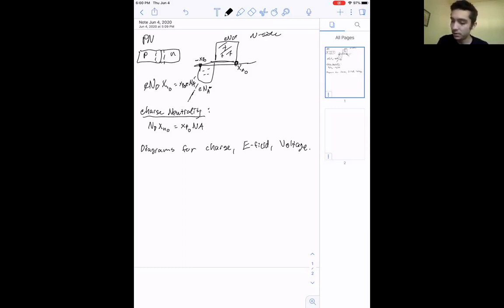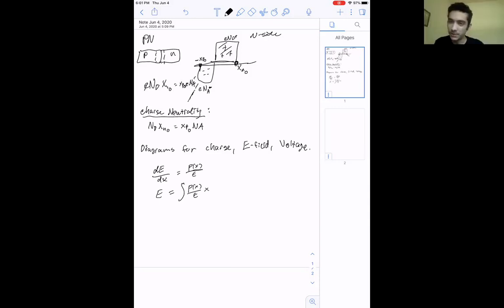But then for the E field, what you're going to do is use Gauss's law for charges. What that basically says is the electric field changes based on where you are, and it's related to the charge. So by one more step, what you're basically going to do is integrate that charge density to get the E field.